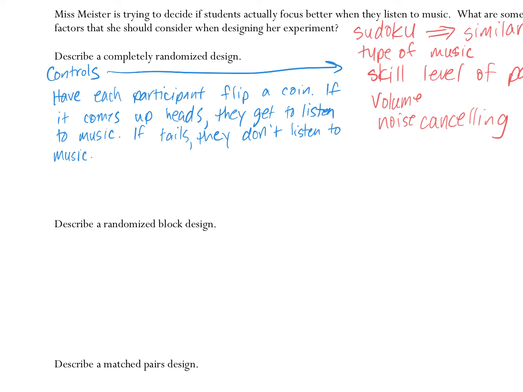And then, let's see. You know what we haven't talked about yet? What would our response variable be for this? How quickly they complete the puzzle. Okay, so compare the means of time to finish the puzzle for each group.